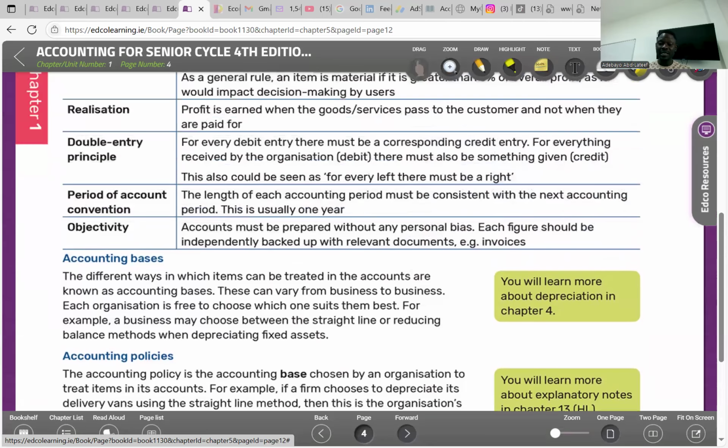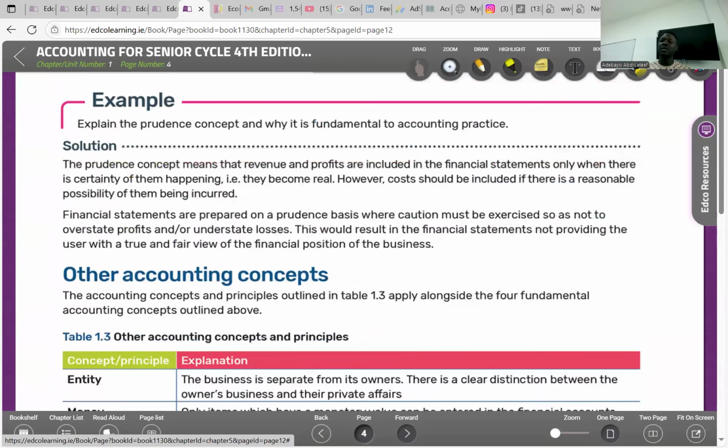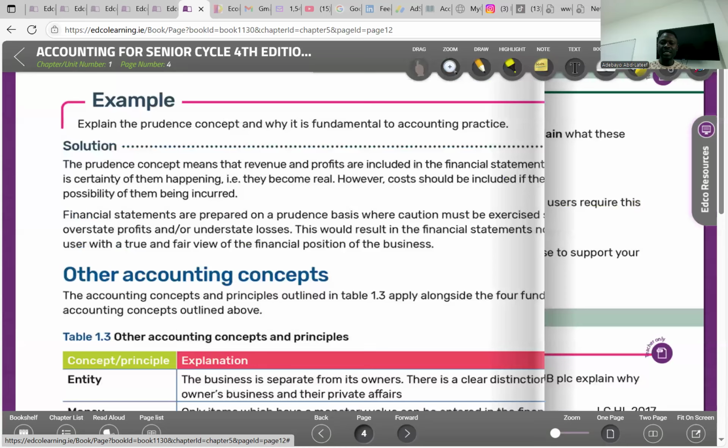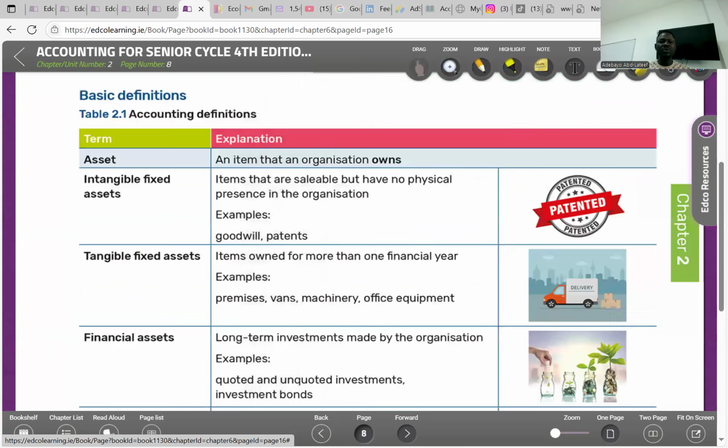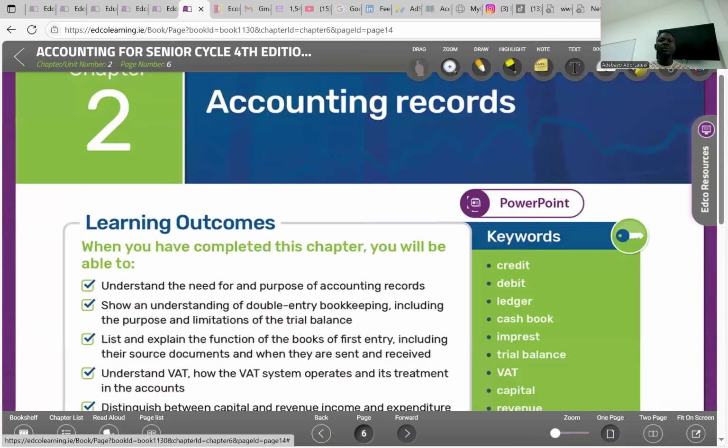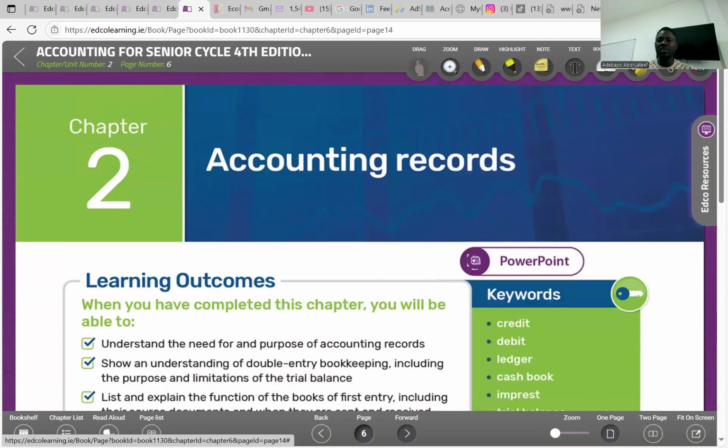So we end today's lesson here. We've talked about the introduction to accounting, we've talked about financial accounting, and we've talked about accounting principles. In the next class, we're going to talk about accounting records, which is chapter 2. Thank you.